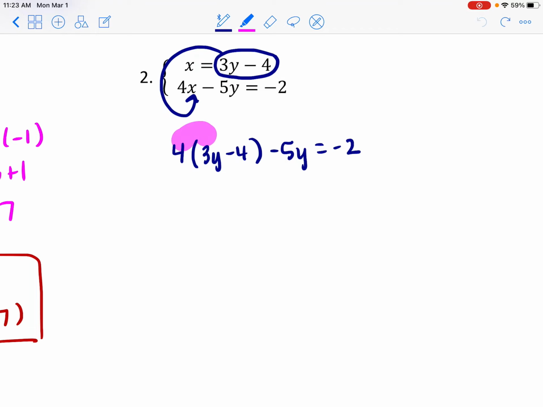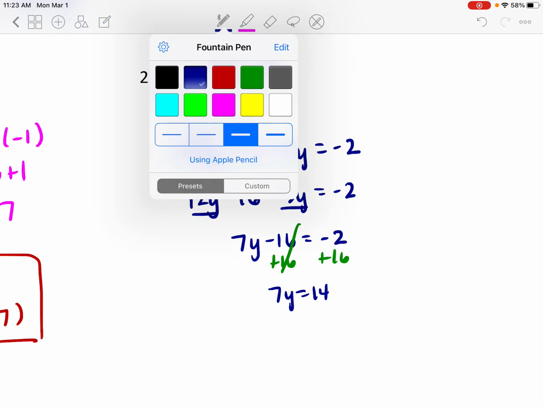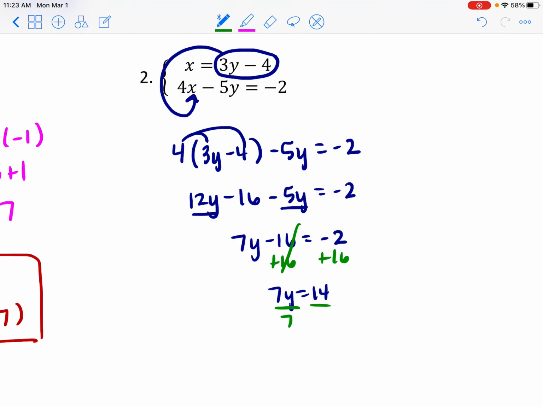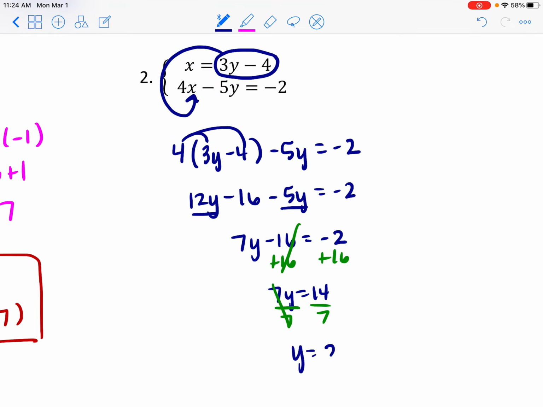So just, oops, let's turn the pen back on. Distributing, I have 12y here, minus 16, minus 5y equals -2. Combining like terms, 12 minus 5 is going to leave me 7y, minus 16 equals -2. And now if I add 16 to both sides, I see that 7y has to equal 14, and now dividing both sides by 7, I can see that my y value in my solution is going to be 2.